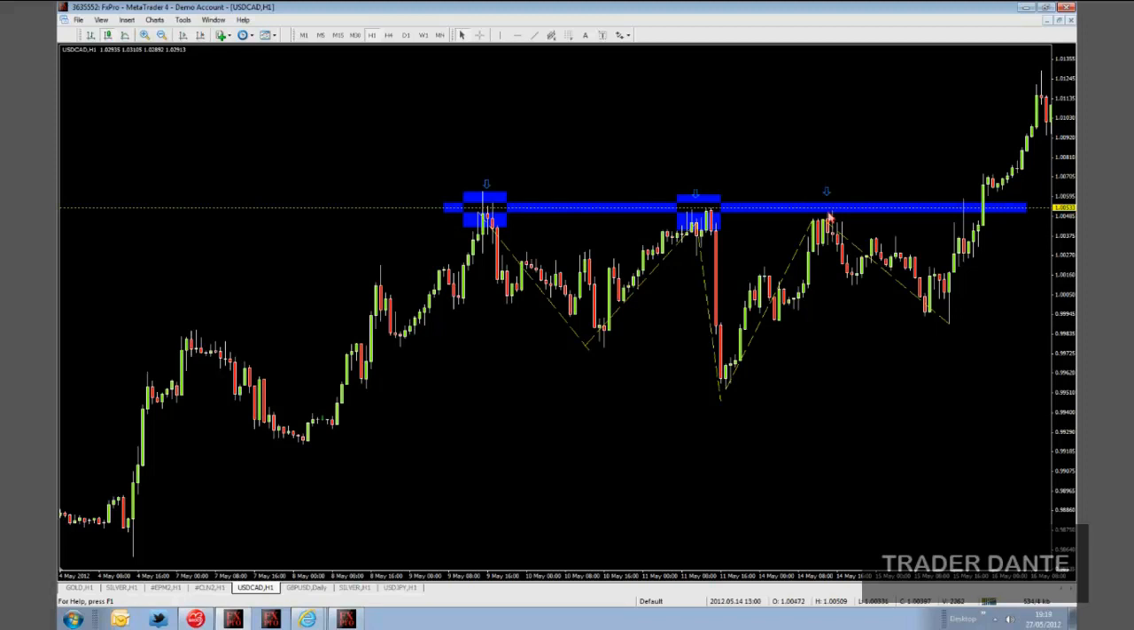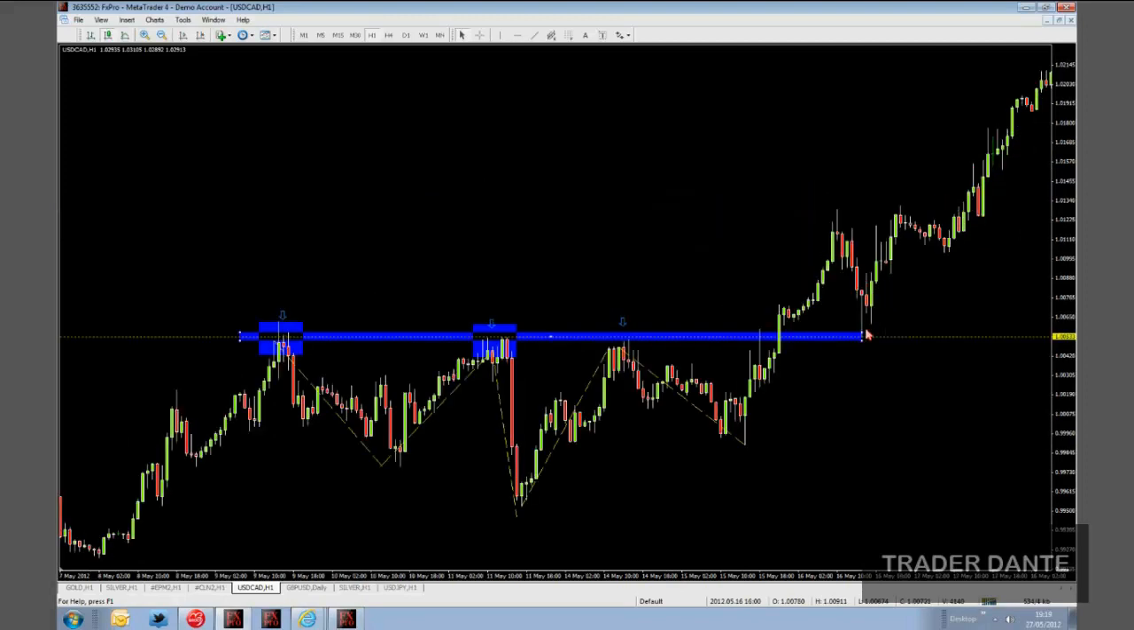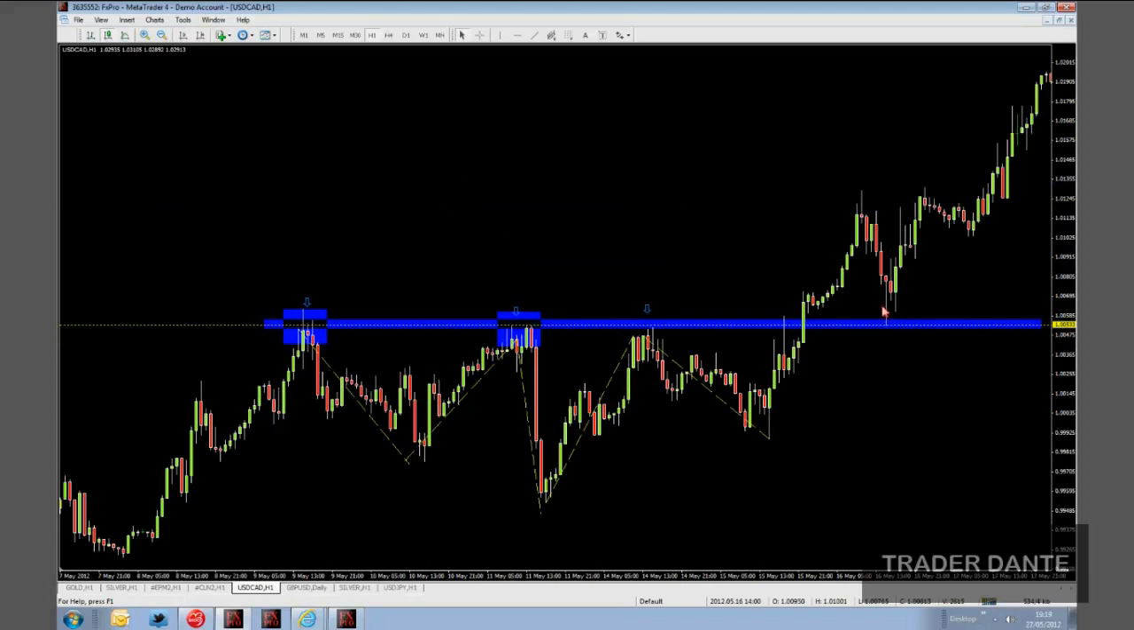Now, what I'm looking for is price to take out this level. And when it takes out the level, I'm looking to bid for it back at the level that we've broken out of. So in this example, we're looking to bid for USD CAD back at this level. It's a straightforward break and it's a straightforward retest.